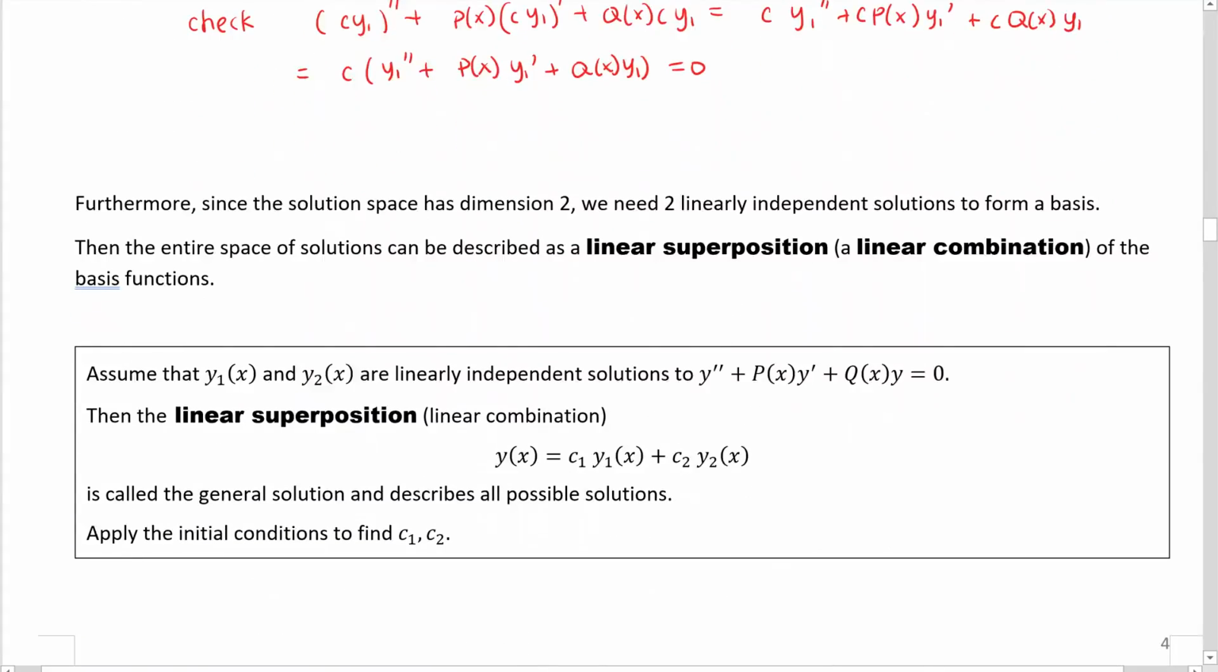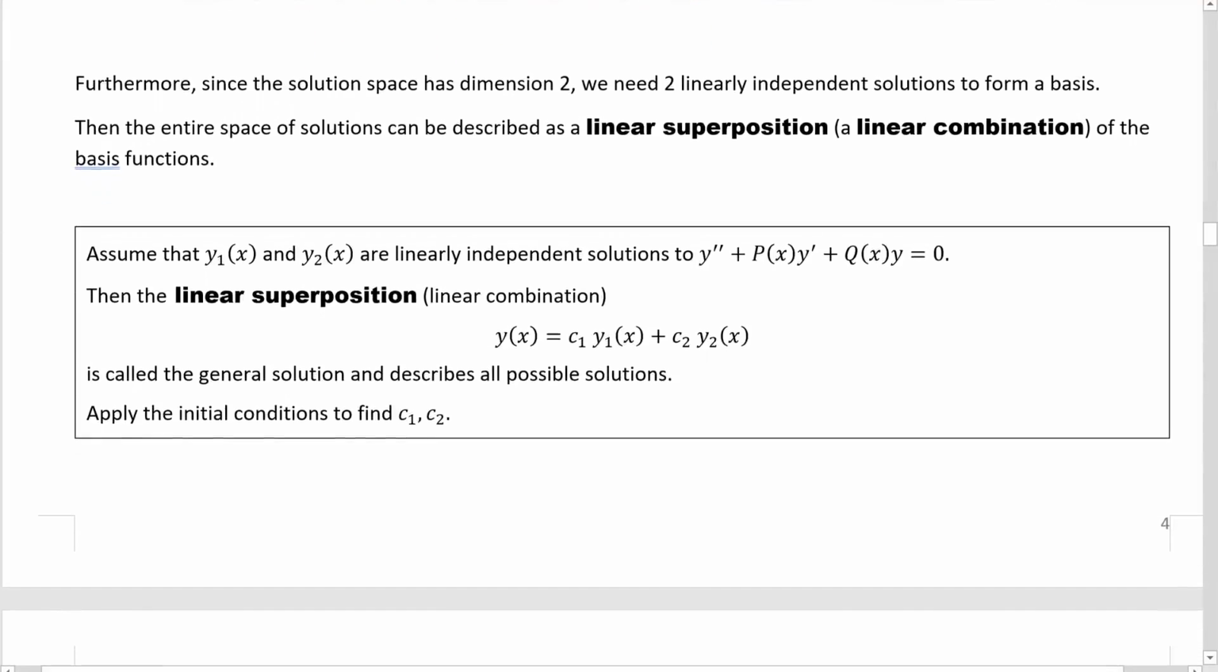And because it has dimension 2, remember, second order means dimension 2, we need 2 linearly independent solutions to form a basis. Then the entire space of solutions can be described as a linear superposition, or a linear combination, of the basis functions. So now suppose y1 and y2 are linearly independent solutions to the second order linear ODE. Then the linear superposition is the same as a linear combination: y of x is c1 times y1 of x plus c2 times y2 of x.